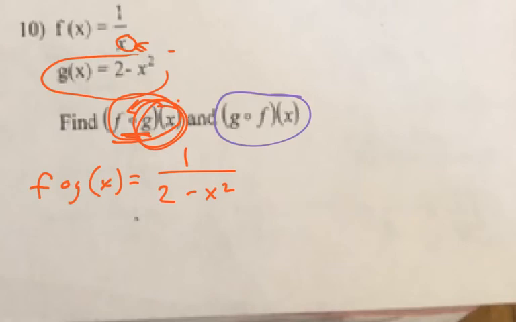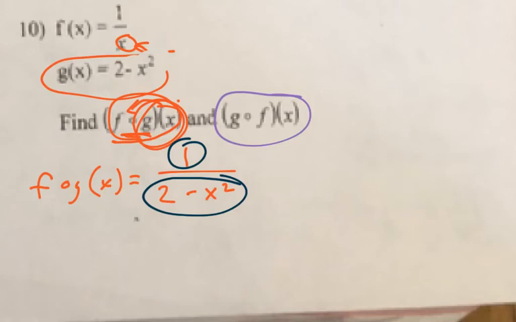Now let's talk about the domain here. Remember, you can never divide by 0. So if this becomes 0, I'm taking 1 here. I'm dividing by 0. In other words, you would get a vertical asymptote. Hopefully you know that.